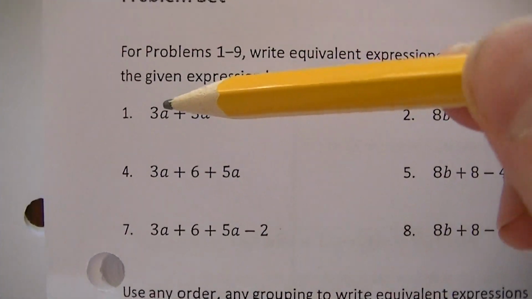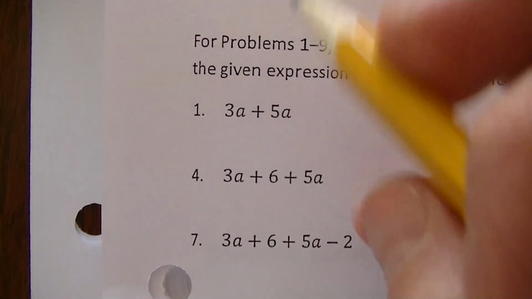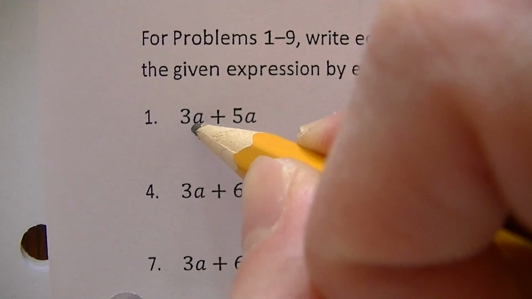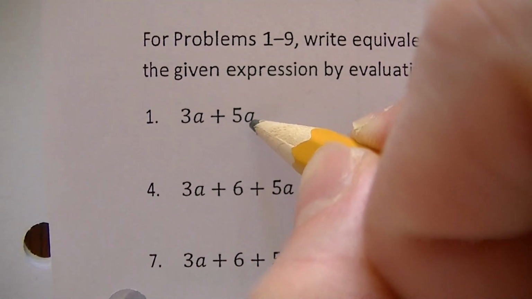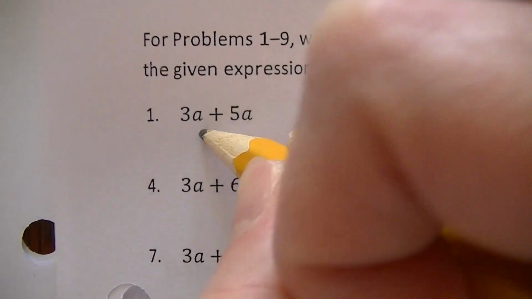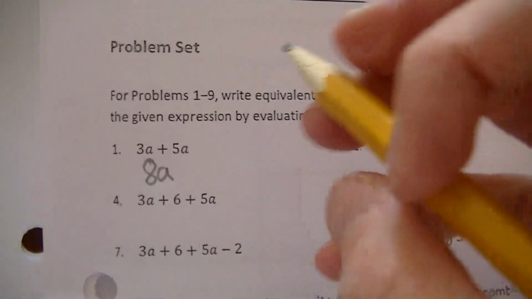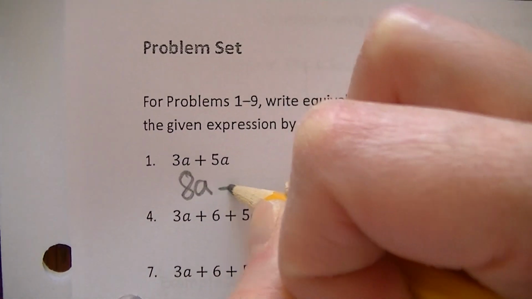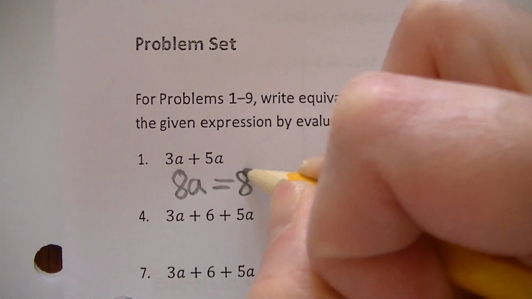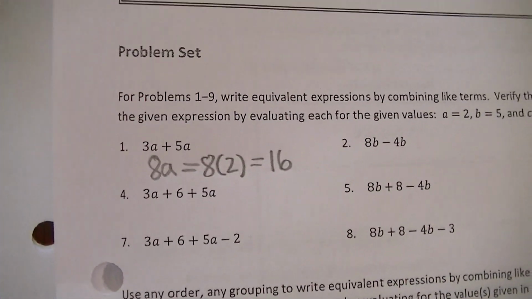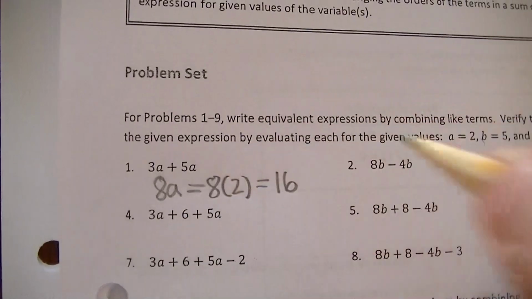So I'm going to do these 3 problems right here, and I'm going to combine like terms. I know that they have the exact same ending, so this term is 3a plus 5a, and that is going to be 8a, okay? And they're telling us that a is equal to 2. So when we do this, 8 times 2, and that is equal to 16, okay? You just substitute the value they give you in for that, all right?